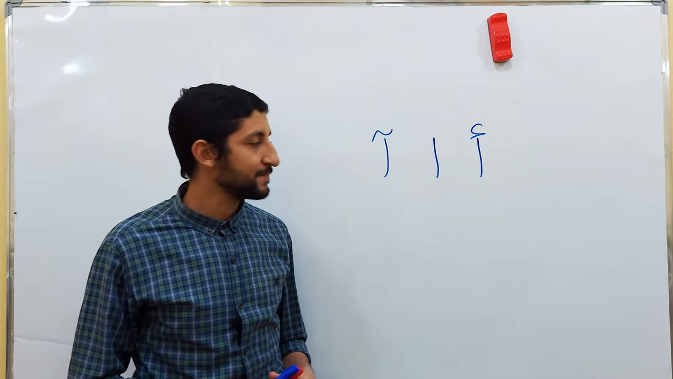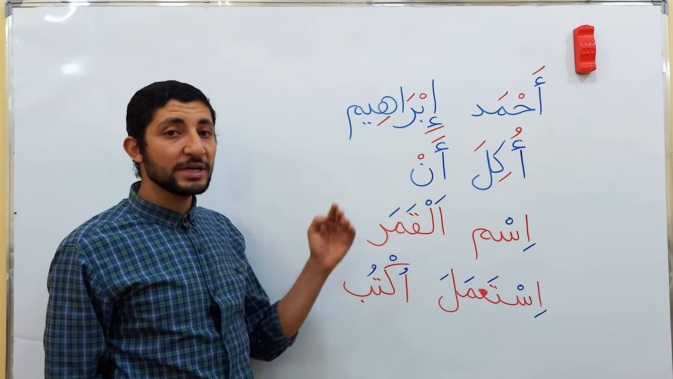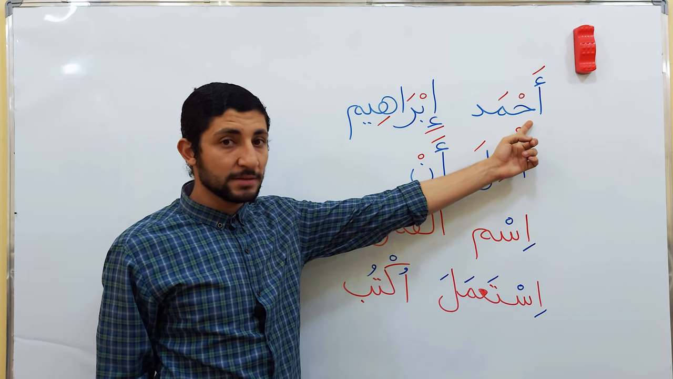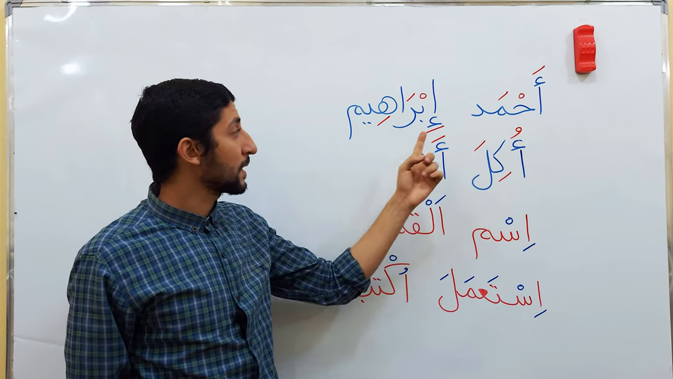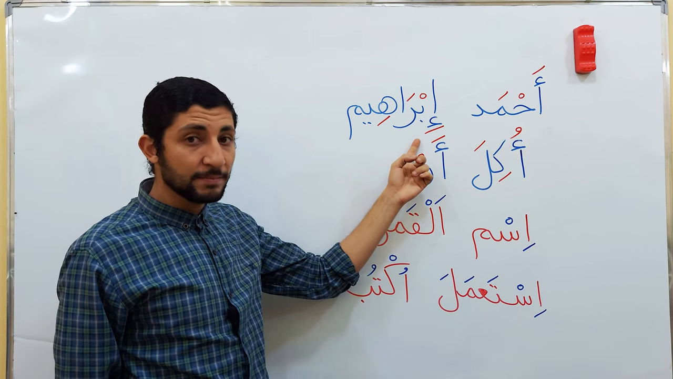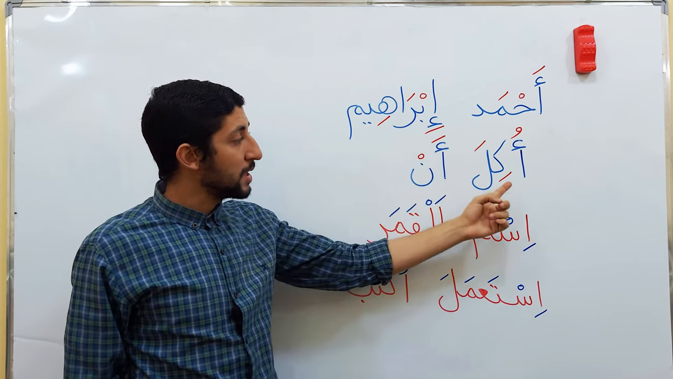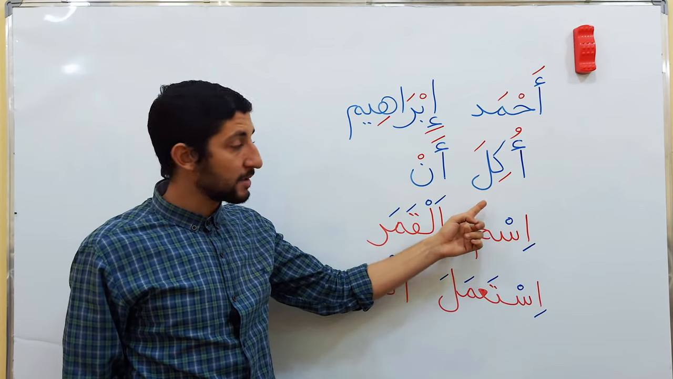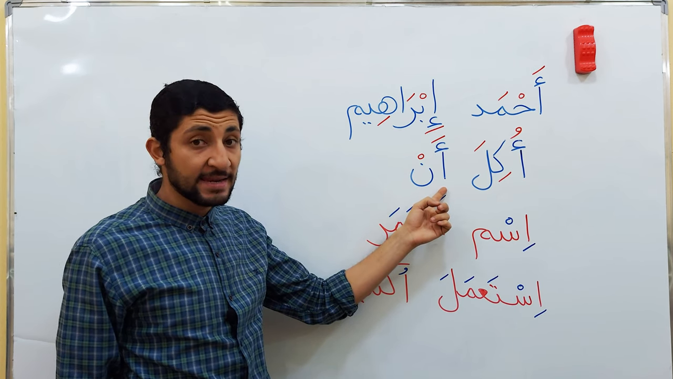Let's begin. Okay, here I have four examples for each one. Let's try them. Ahmed. Ibrahim. Ukila. An.